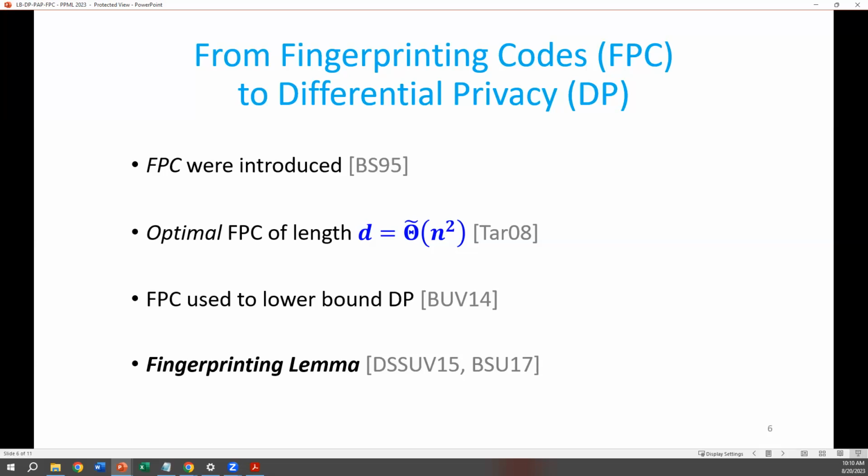Later, Tardos showed an optimal construction of fingerprinting codes in which the length of each code word d is theta of n squared. Then Bun et al. showed how to use fingerprinting codes, and in particular the fingerprinting code of Tardos, in order to show lower bounds for differentially private algorithms. After that, Dwork et al. and Bun et al. presented the notion of fingerprinting lemma, which is a cleaner and more elegant tool used to achieve lower bounds for differentially private algorithms by using fingerprinting codes.